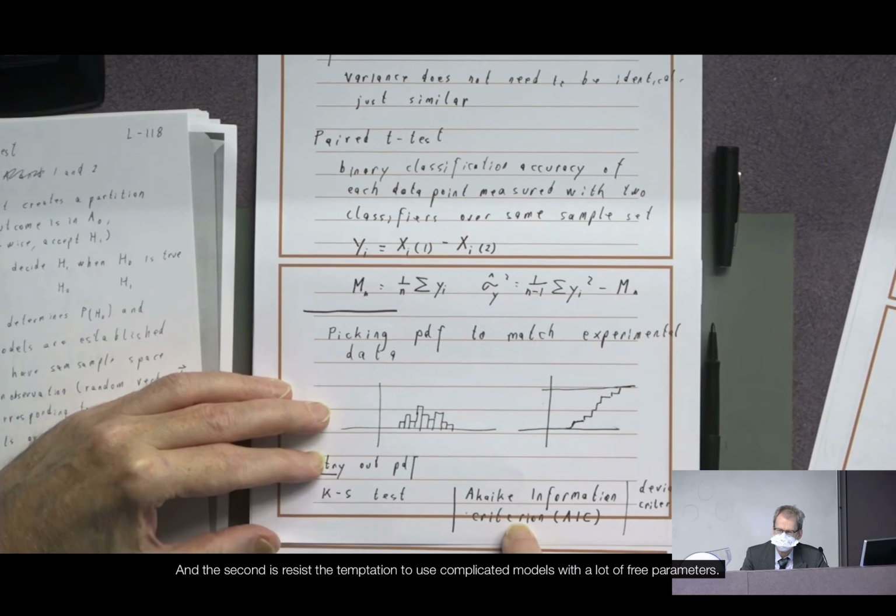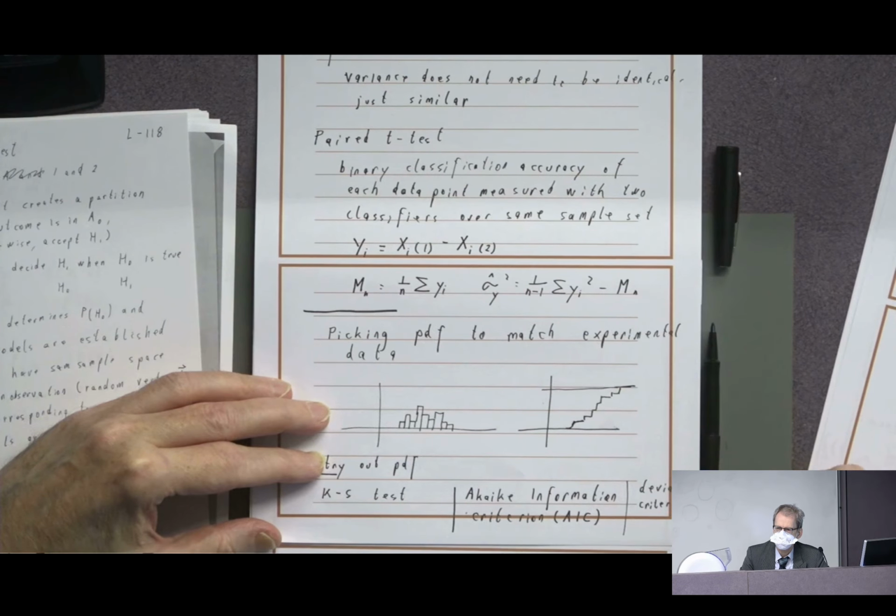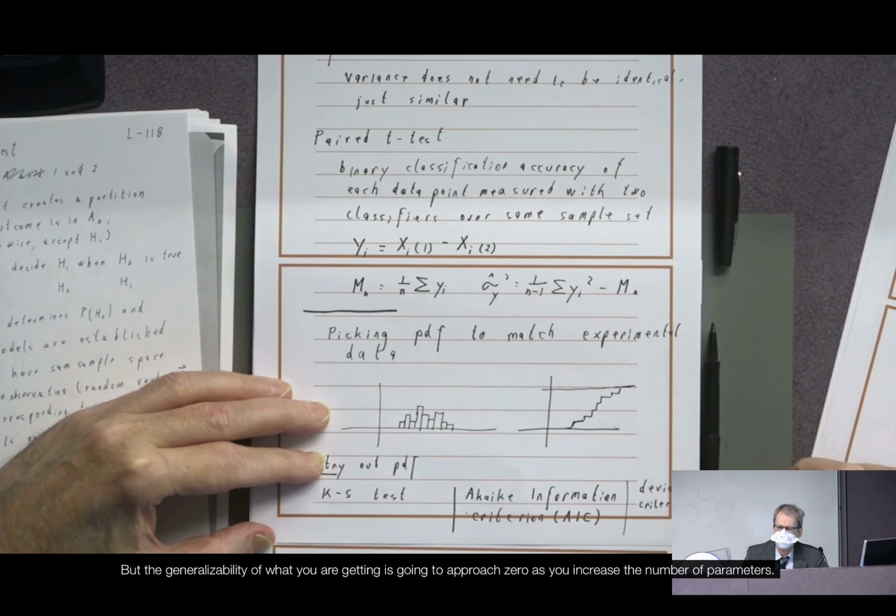And the second is resist the temptation to use complicated models with a lot of free parameters. And you can, as I said, fit one particular set of data very well, but the generalizability of what you're getting is going to approach 0 as you increase the number of parameters.